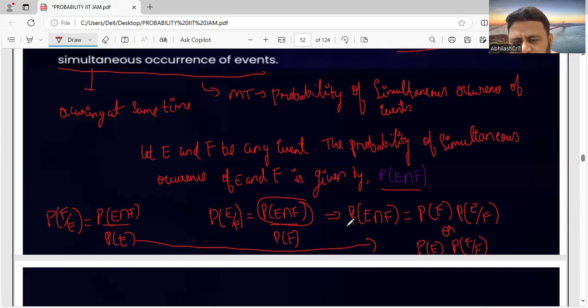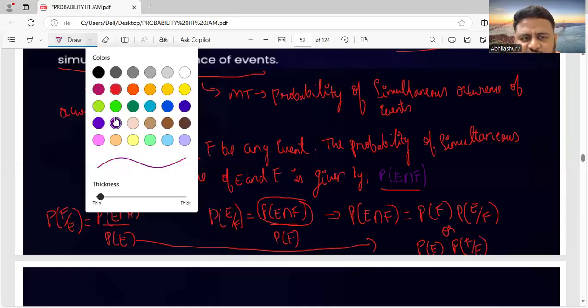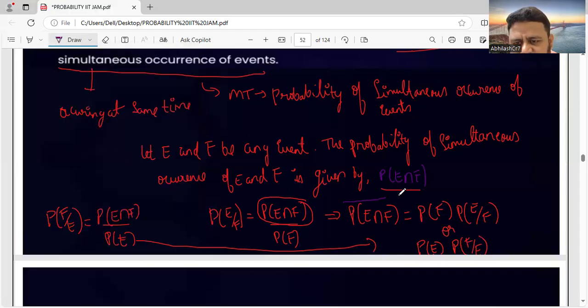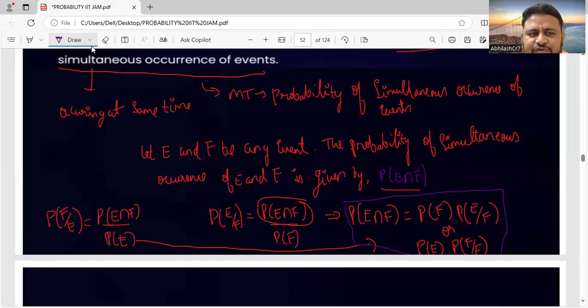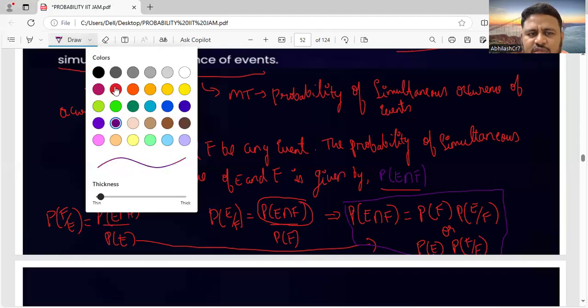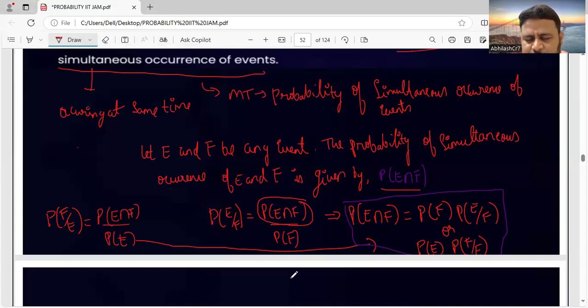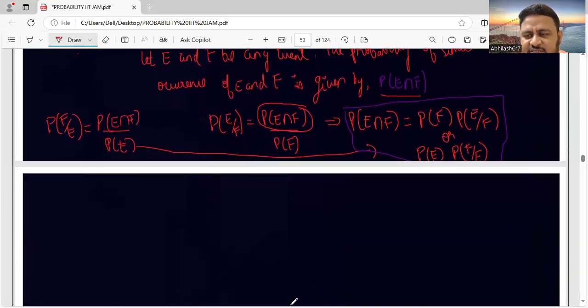So this is the formula you have to remember for two events. Got it, friends? This is the formula for the simultaneous occurrence of two events. So what do you do if there are three events? How do we find the probability of simultaneous occurrence of three events?